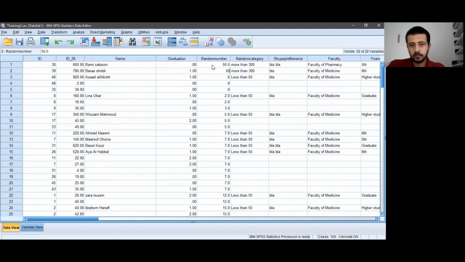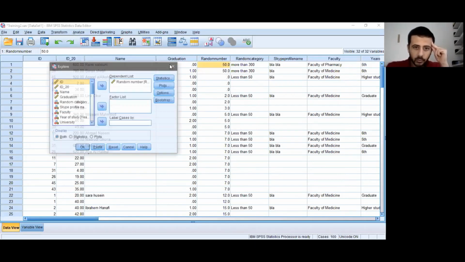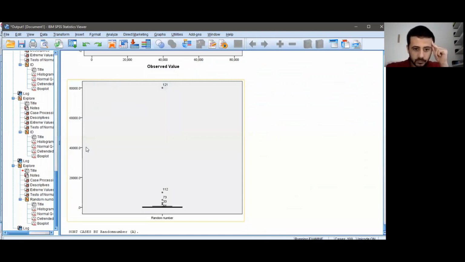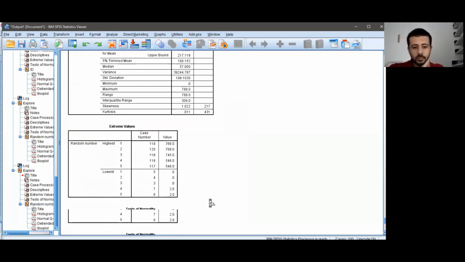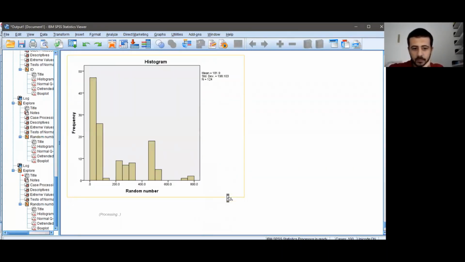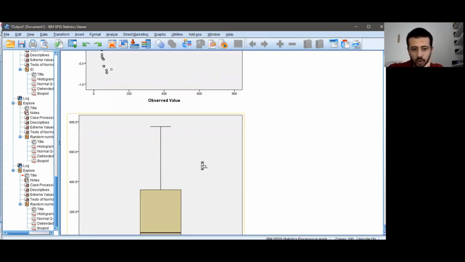Okay, I will do the same test now. Descriptive, explore for random number. Look at kurtosis. I still have skewness, but no kurtosis right now. The kurtosis was just caused by the outliers. The data are still skewed, but I still can do parametric tests, because I got rid of the outliers.